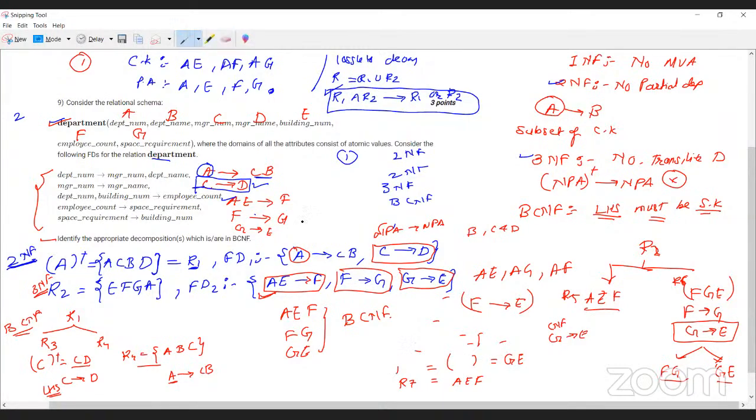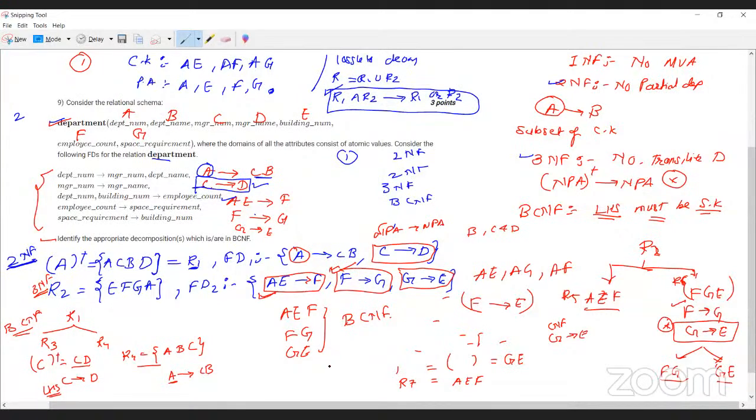See, this is my R2, and I have decomposed R2 into R5 and R6 first. That will be AEF and GE, so I can check again. Then I will decompose this R6 into FG. I have simply taken the closure of F here. The applicable functional dependencies are F determines G and G determines E. So this will satisfy my BCNF condition, but the other will not. That's why I will decompose it again. Yes, we will decompose it again. This part is fine.